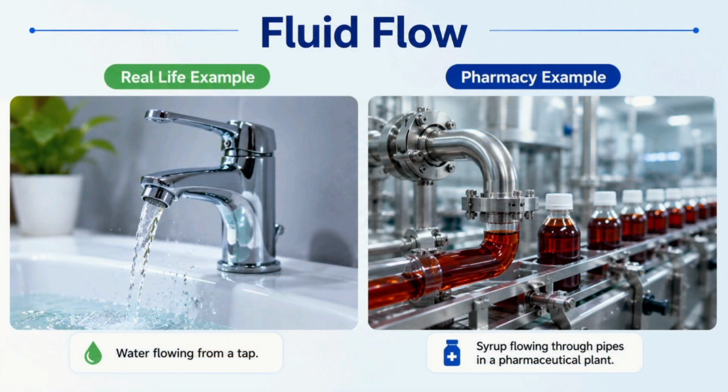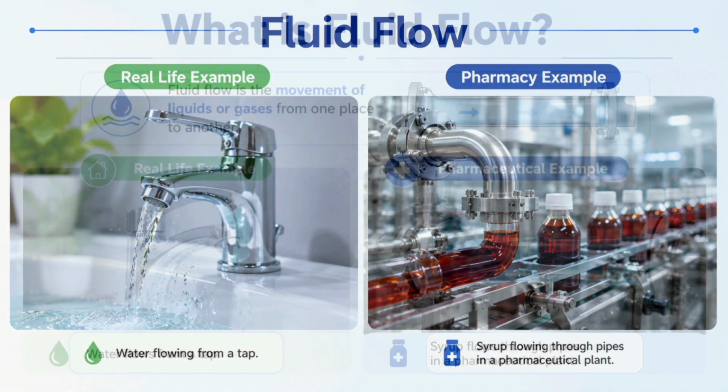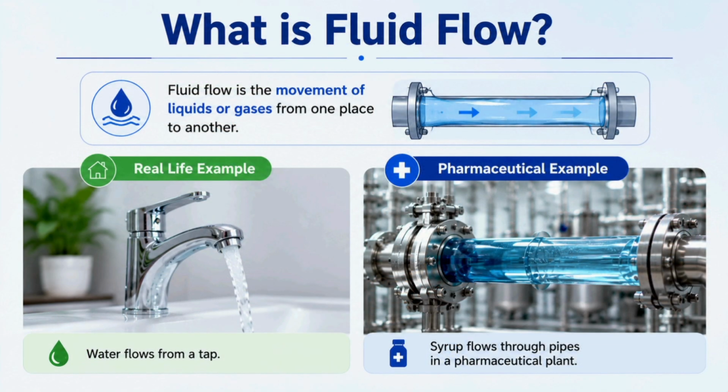So here are some real life examples of fluid flow: water flowing from a tap, juice flowing through a straw. And pharmaceutical examples are syrup moving through a stainless steel pipe in a pharmacy factory, and IV fluids flowing through hospital tubing. Okay. And what is fluid flow first?